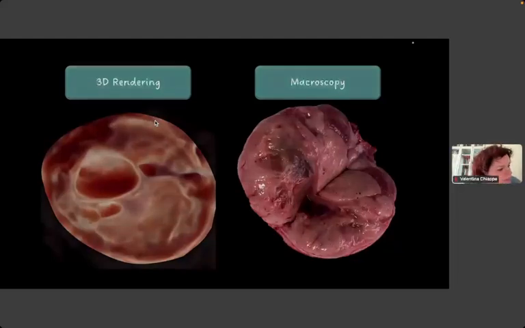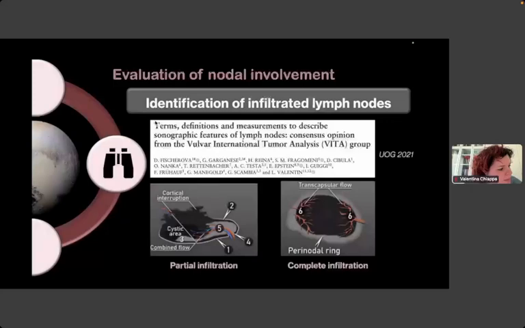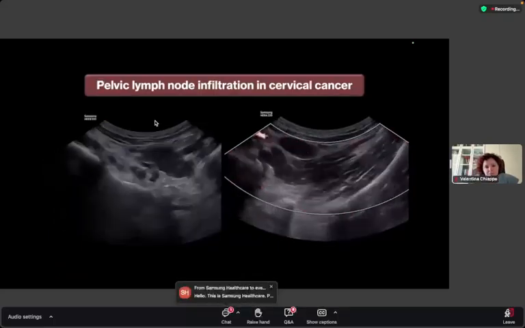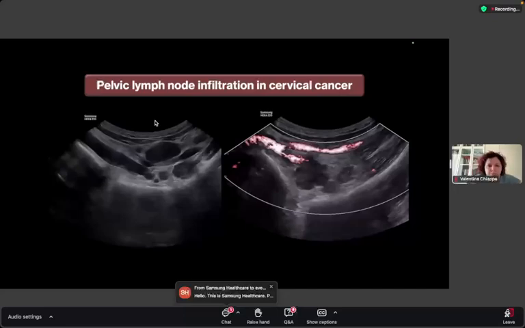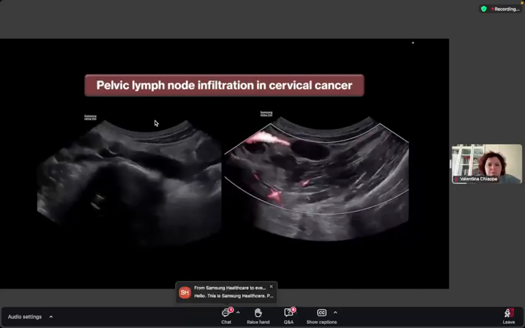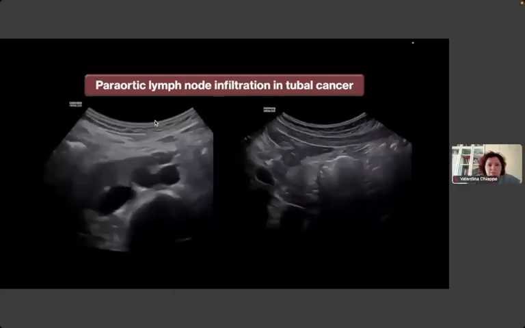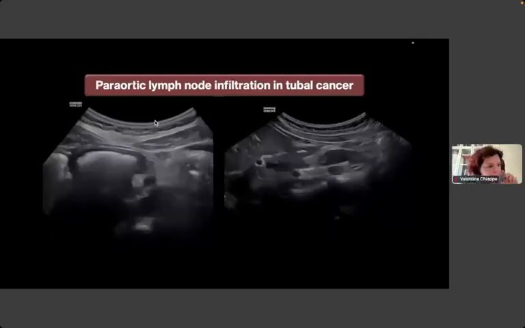Our final topic is lymph node status assessment. Metastatic lymph nodes show disappearance of the nodal core sign and disordered transcapsular vascularization. We can evaluate the pelvic lymph nodes along the iliac vessels, as in this case, in which we can see multiple oval-shaped metastatic nodes. We can do the same for the para-aortic lymph nodes, as in this case of tubal cancer, where we can see two round-shaped metastatic lymph nodes.